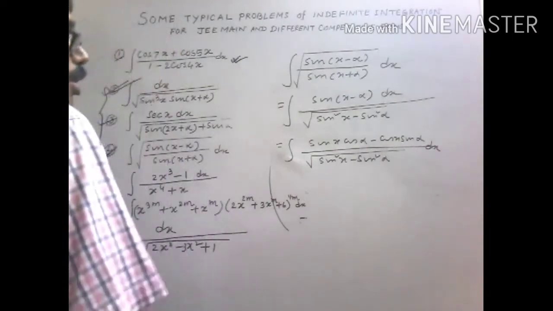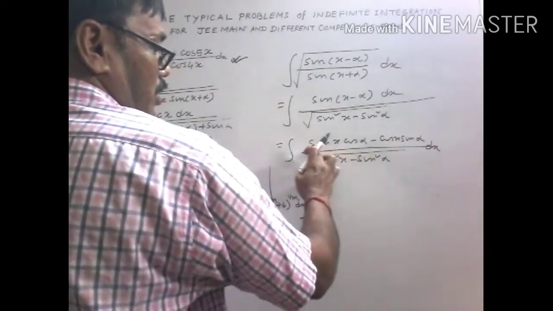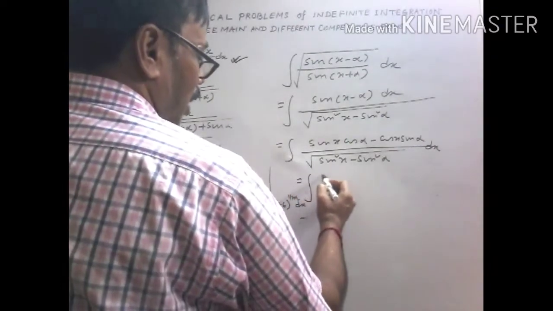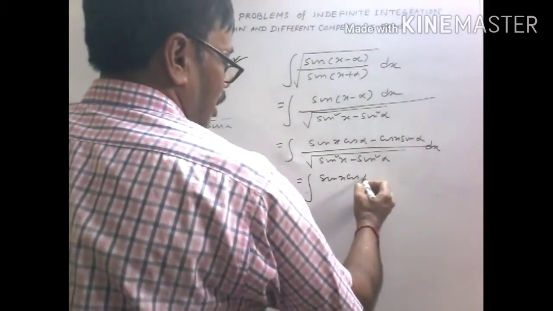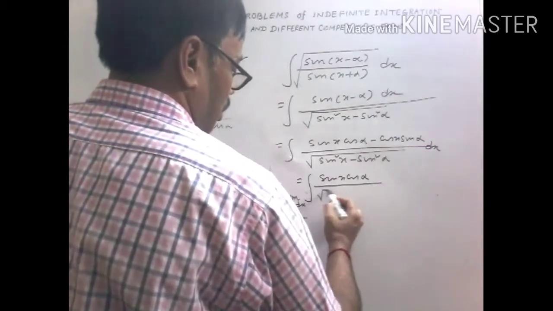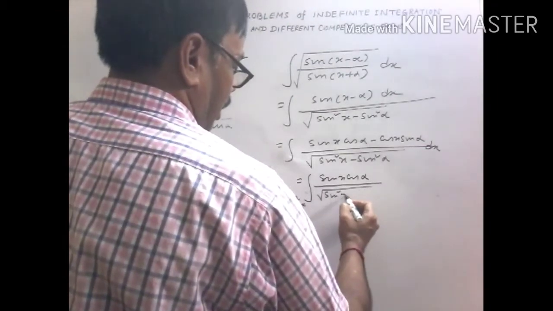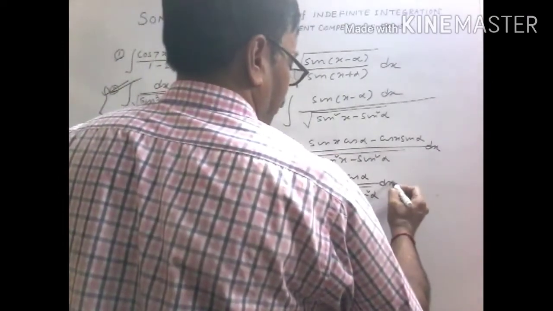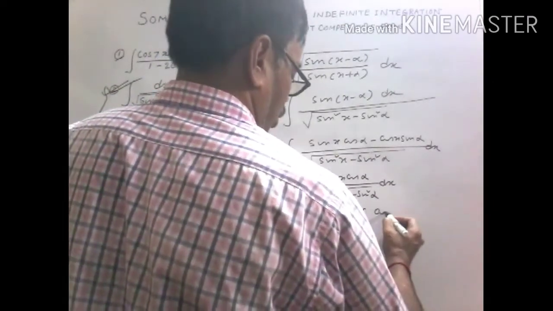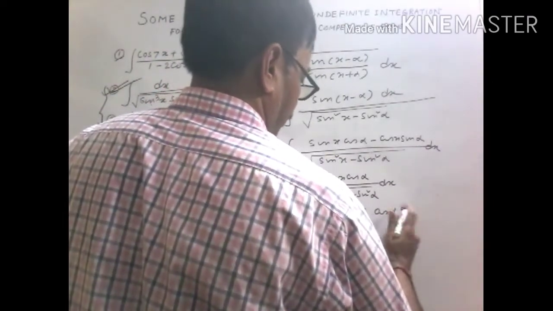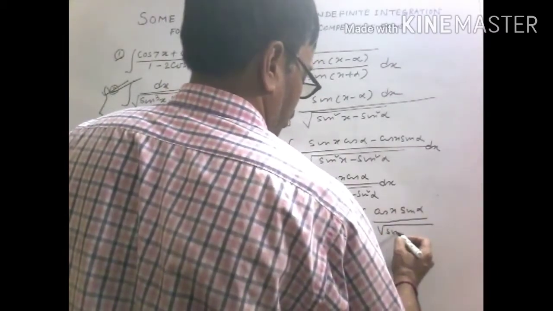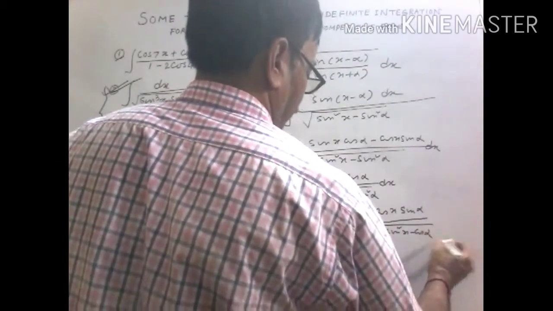Now this is cos alpha and this is sin x. So the derivative of cos x is minus sin x. So we are writing it as a difference of two integrals. This one minus the integration of cos x sin alpha by root over sin square x minus sin square alpha.